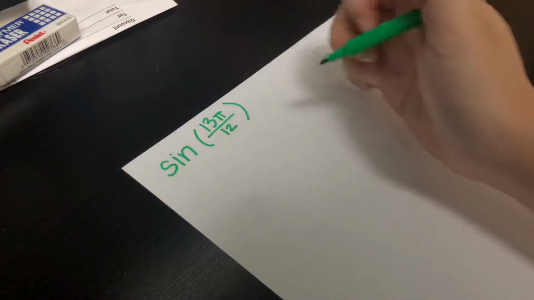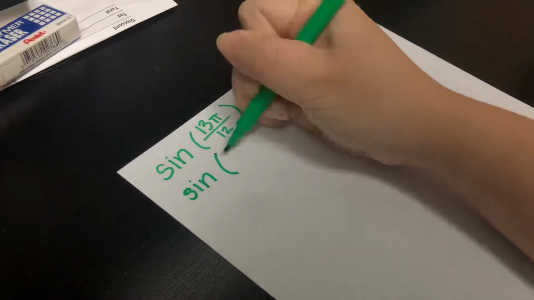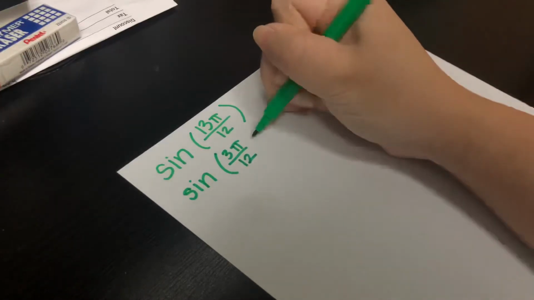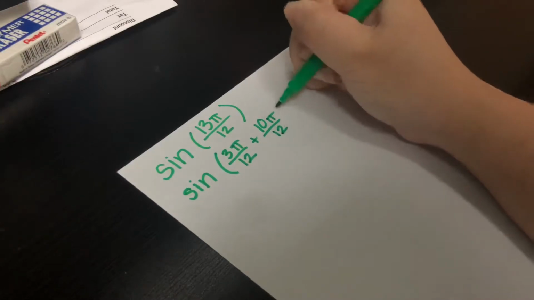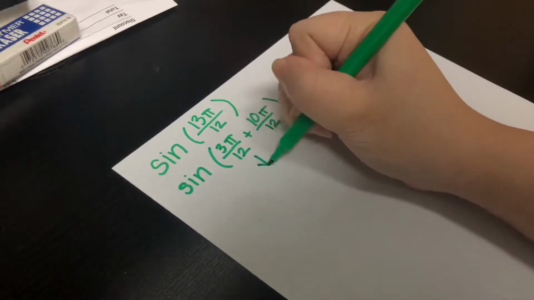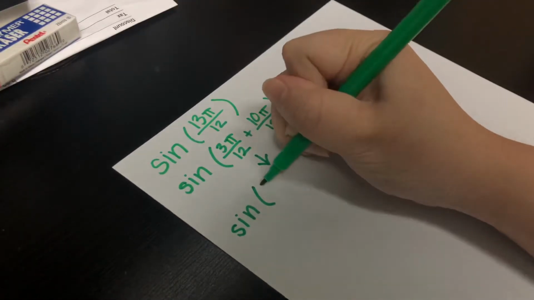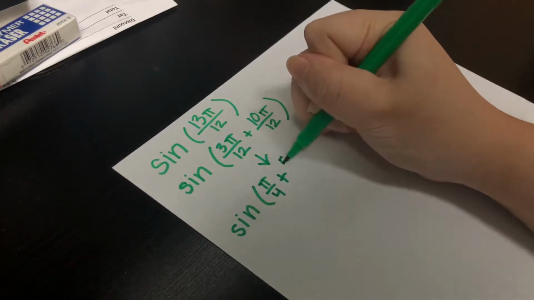So this sine of 13π/12 becomes sine of 3π/12 plus 10π/12. And then from there we can simplify it even further, in which we have the sine of π/4 plus 5π/6.